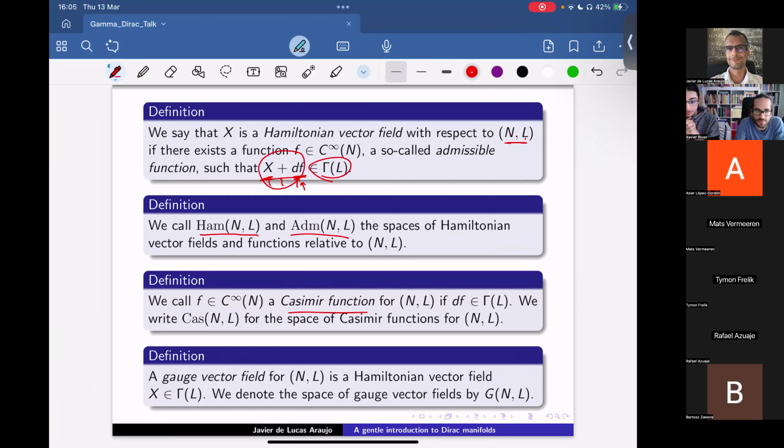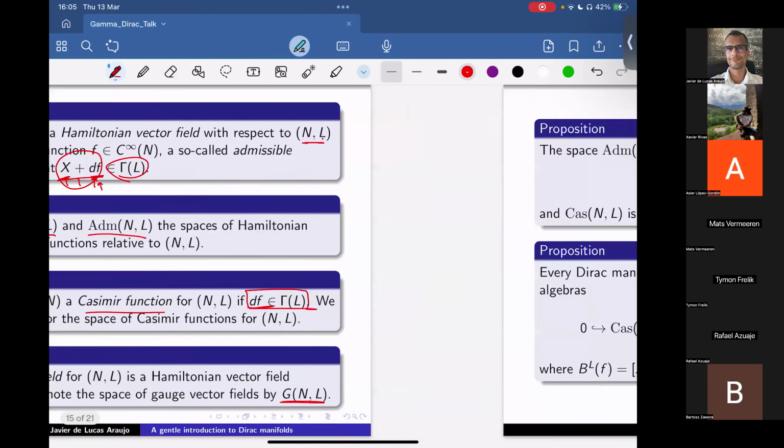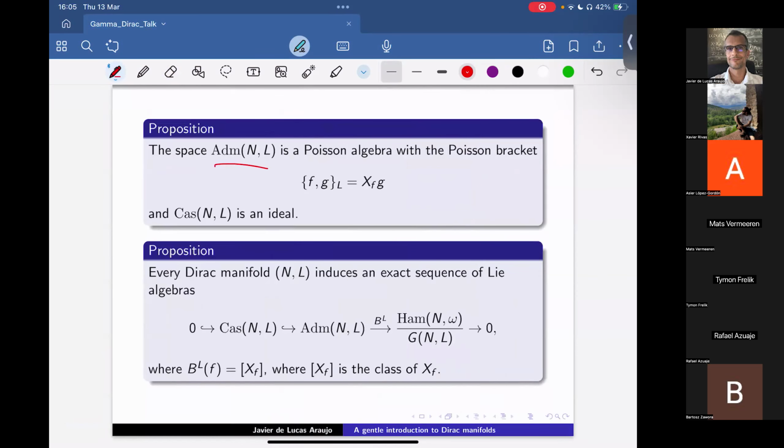Okay, Casimir functions are functions related to a zero vector field, because they are sections of this type. And gauge vector fields are vector fields related to a zero Hamiltonian admissible function, so they are elements, sections of the structure of this type. Normally the space is defined by G and R. The space of admissible functions admits a bracket, just a bracket induced by means of the symplectic form. Okay, the space of Casimirs is an ideal.